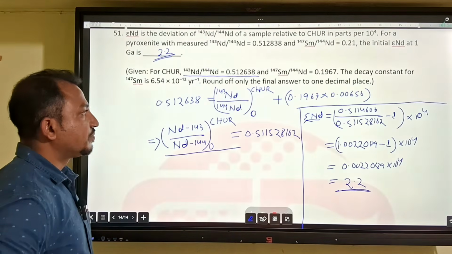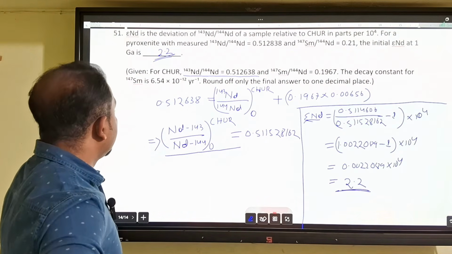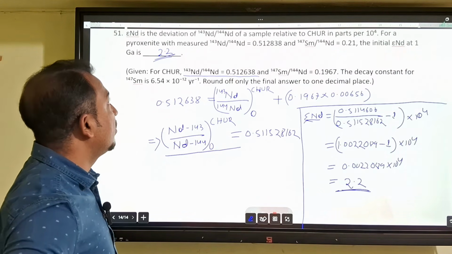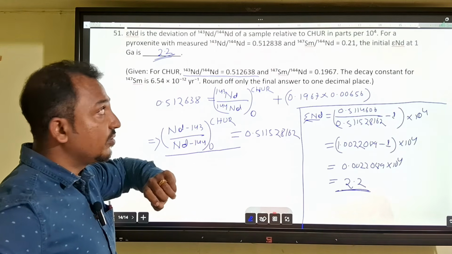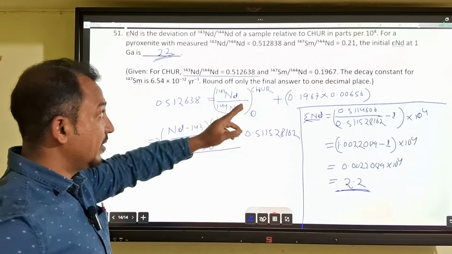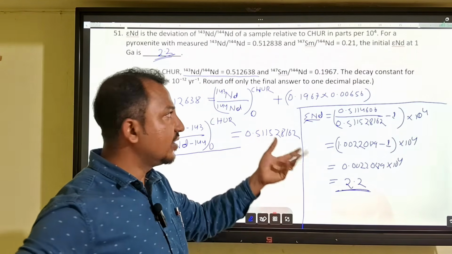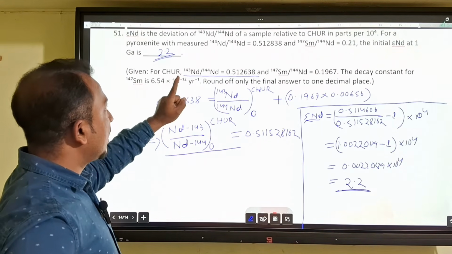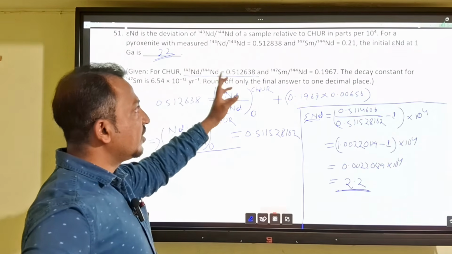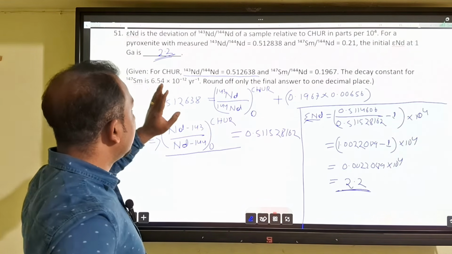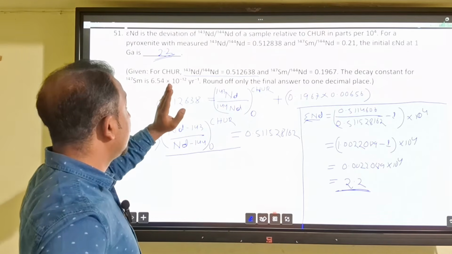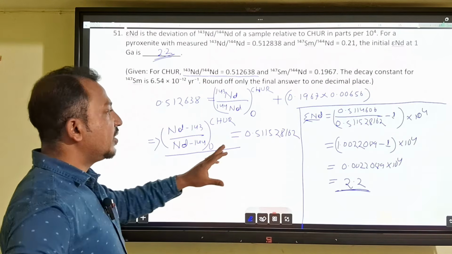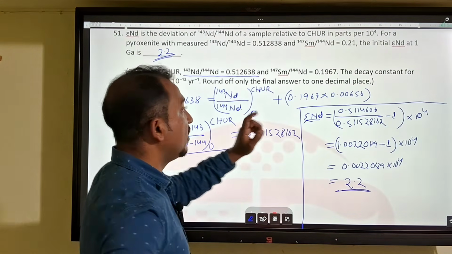So this is a lengthy problem. Here you have to calculate the deviation, or delta value, of Nd143/Nd144 in the sample relative to chondrite. The sample is the pyroxene, and for chondrite the CHUR value is given. First we have to calculate the initial value of Nd143/144 for 1 billion years. Then we have to calculate the initial value of Nd143/144 for chondrite. Then the chondrite value will be considered the standard value and the pyroxene value will be considered the sample value.